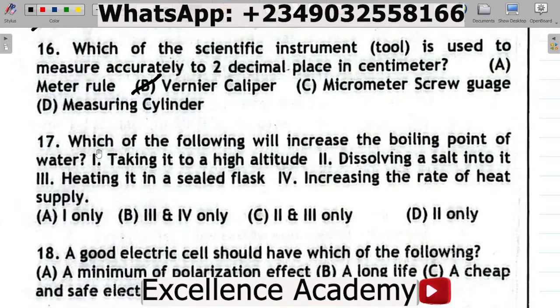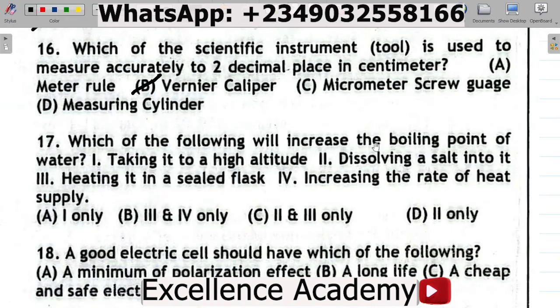Let's proceed. Question 17. Which of the following will increase the boiling point of water? I, taking it to a high altitude. II, dissolving a salt into it. III, heating it in a sealed flask. IV, increasing the rate of heat supply. A, I only. B, III and IV only. C, II and III only. D, II only.